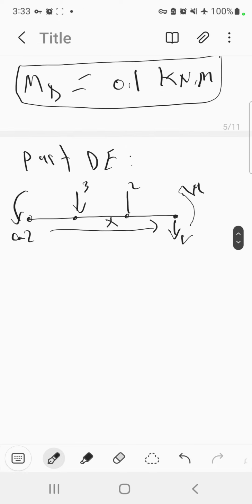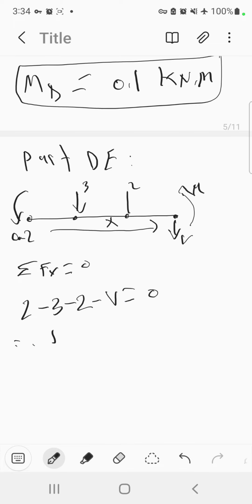Okay, sorry guys. And now let's solve for Fy equal to 0. So we know all these forces. So 2 minus 3 minus 2 minus V equal to 0. So V equal to minus 3 kilo Newton. Actually this is VD, and VC is also the same, they are minus 3 kilo Newton.